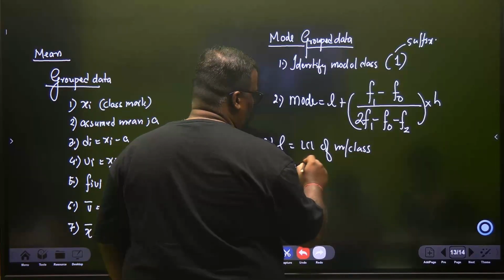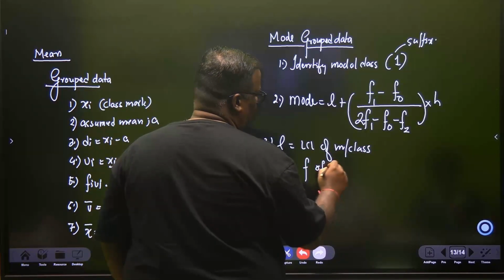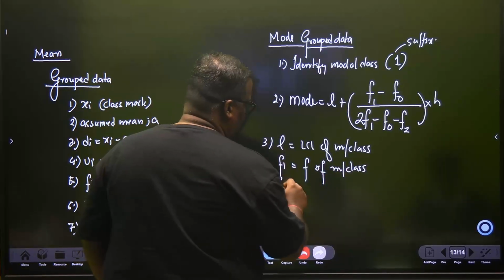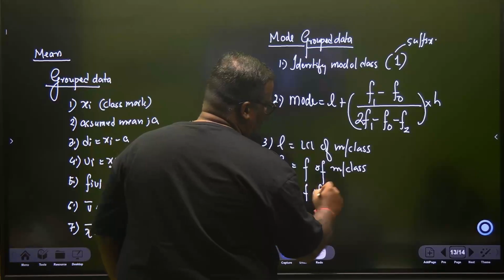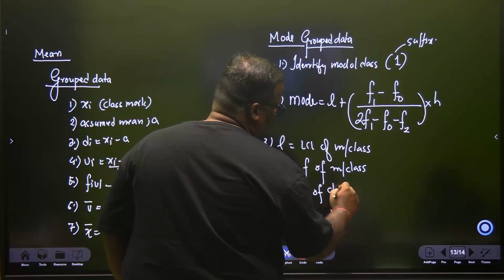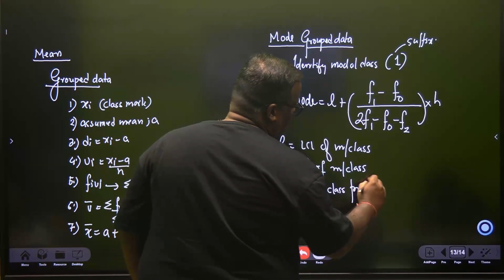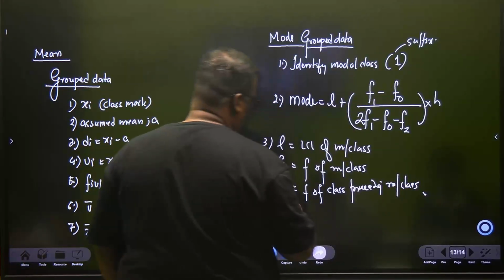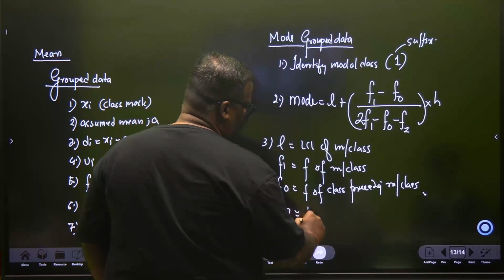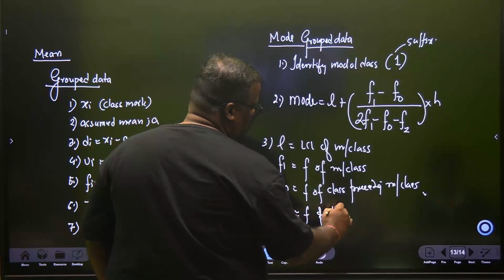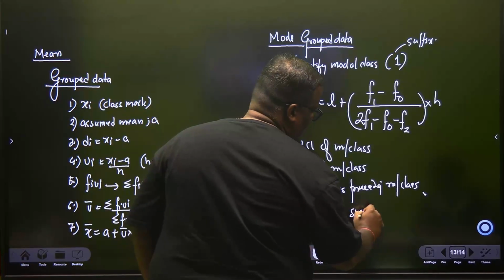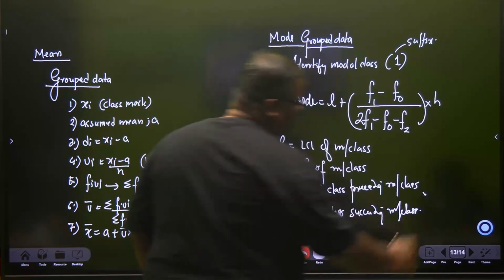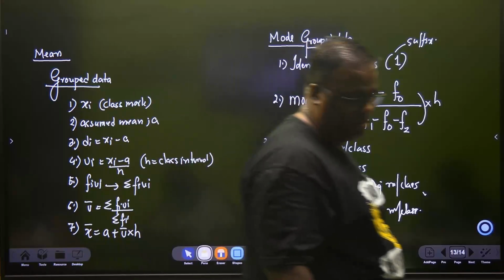Where L is equal to LCL of modal class. F1 is equal to frequency of modal class. F0 is equal to frequency of class preceding modal class, and F2 is equal to frequency of class succeeding modal class. After this, we'll be remaining with median, which I definitely will not do today.